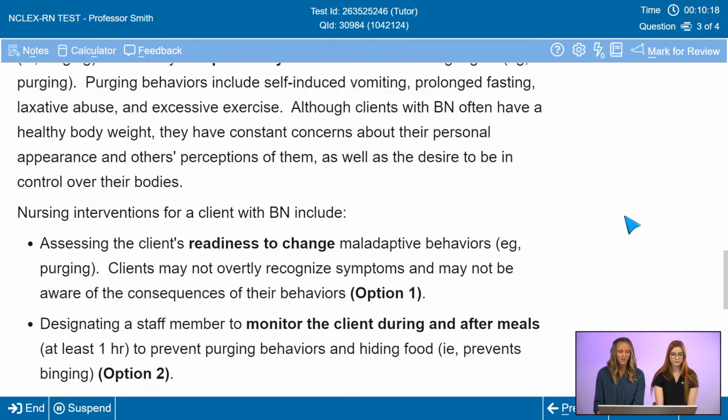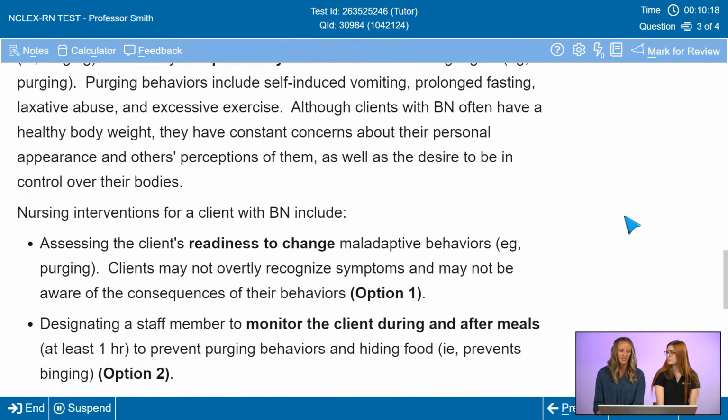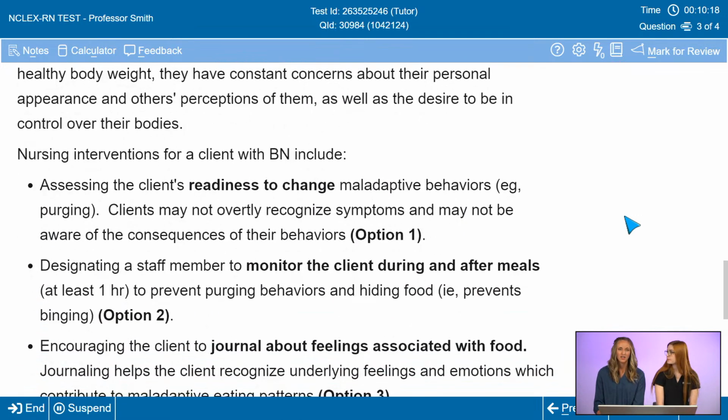So as we talked about, bulimia nervosa is a compensatory behavior, which means that a lot of times clients are trying to control things in their life, whether that be life situations or controlling their weight. And they feel like how they're eating and how they're controlling their weight is a way that they can make themselves feel better.